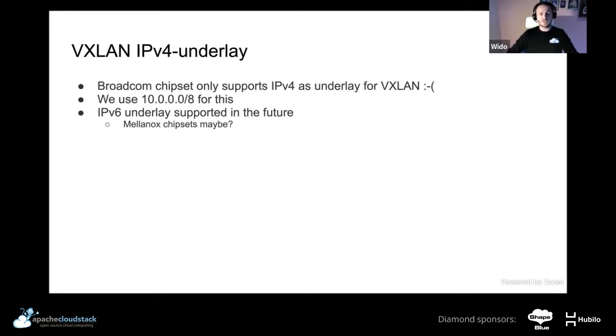And those of you noticing, indeed the underlay network under VXLAN is IPv4 only at the moment, because the Broadcom chipset in these switches does not support IPv6 as an underlay network for VXLAN. So we're using RFC 1918 addresses, and in the future it will be supported by these chipsets, or maybe the Mellanox chipsets, I don't know. We haven't really put a lot of time into it because we didn't really need it.